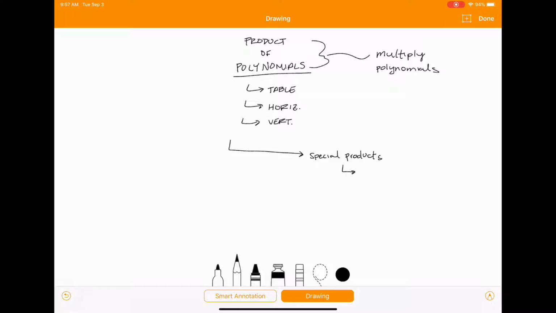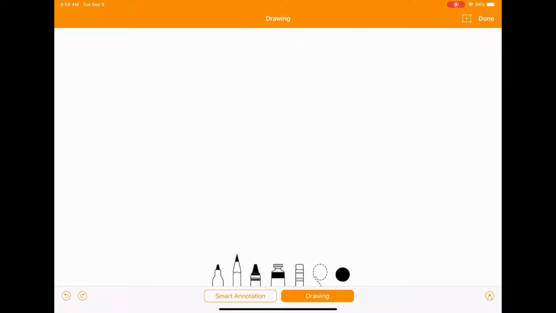And those include difference of squares, and then the square of a binomial. And we'll talk more specifically about these later. But let's go ahead and jump right in to products of two polynomials. And let's first talk about the method of using a table.